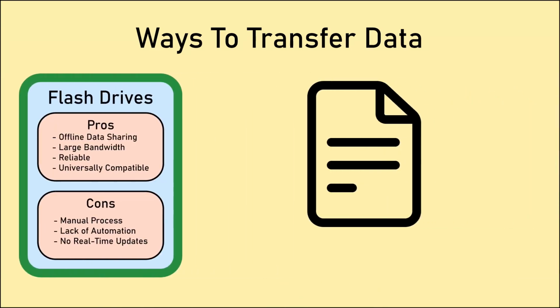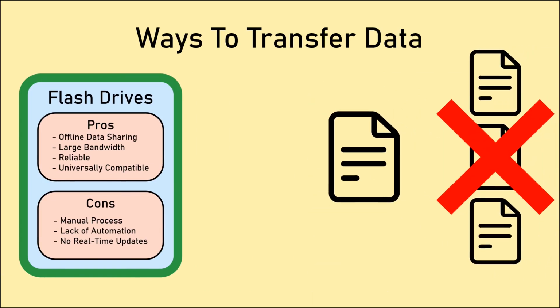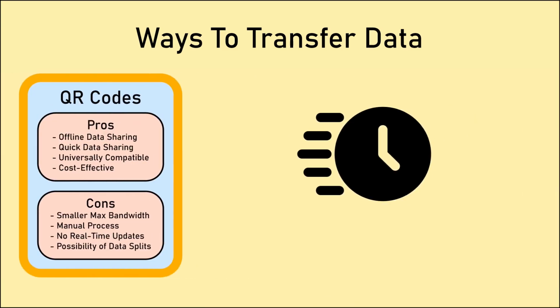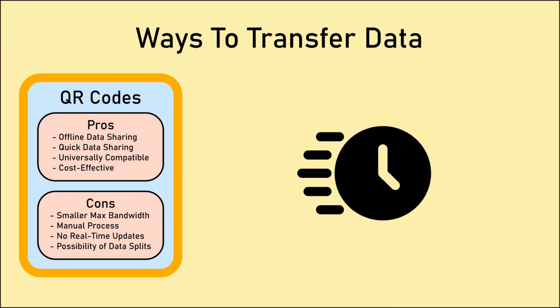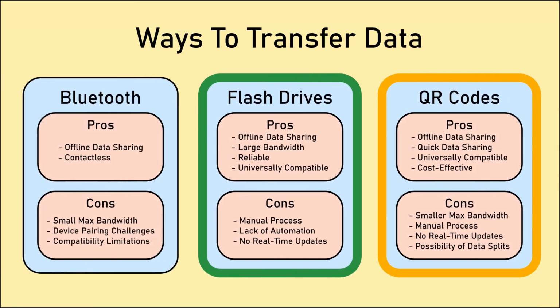Another solution is the use of flash drives. Flash drives are reliable, high bandwidth, and are universally compatible, but require manual data collection and lack real-time updates. For VScouter, I chose to use flash drives. And lastly, we have QR codes. QR codes are quick, cost-effective, and universally compatible, but also limited by bandwidth and manual processes. In the future, I plan to implement QR codes as well.